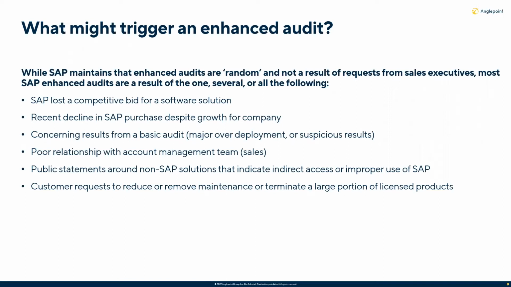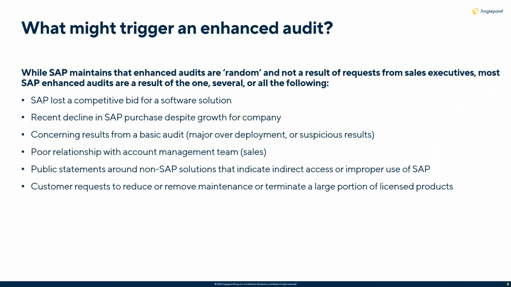Concerning results from a basic audit. I would say that this might be the most common one, where a basic audit comes through and it is just a mess, or it's showing thousands of licenses that are being deleted just beforehand, or there's some sort of funky result in that basic audit, and SAP says, hey, we need to take a closer look. So they'll kick off an enhanced audit, and they'll take a more in-depth look at what is causing their concerns from that basic audit. Like I said, I think that would probably be the most common reason for why SAP would kick off an enhanced audit.